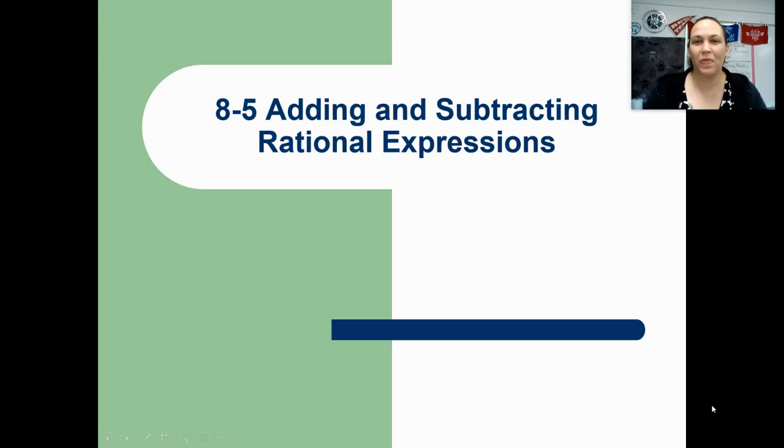Hi guys. So we spent the first 3 days simplifying a single fraction, multiplying fractions together, and dividing fractions together. Those are all very similar concepts. You factor and cancel. Today, we're starting a new section, 8-5, and in this section, we're going to move on to adding and subtracting fractions.